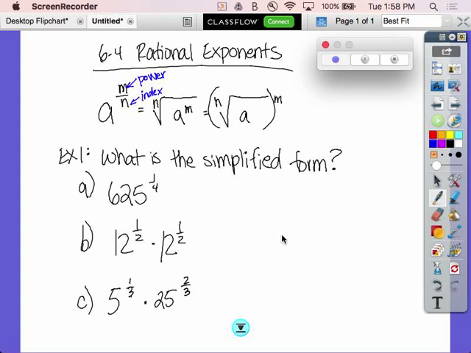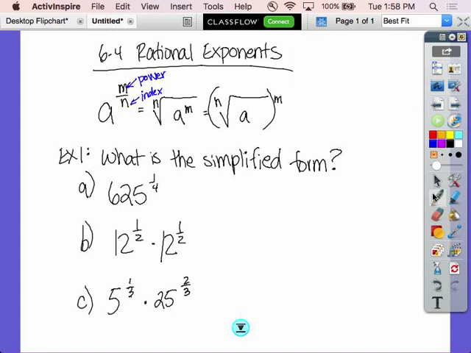So we're looking at rational exponents today. We were talking about when you have an exponent that is in fraction form. That's called a rational exponent. The bottom number tells us what our index is going to be, and the top number tells us what power we're going to raise it to. What's interesting with the power is you can either raise the base to that power and then take the nth root, or you can take the nth root and raise the result to that power.